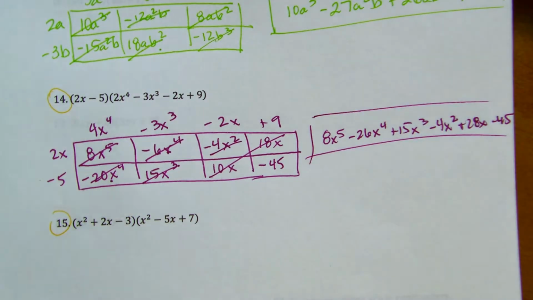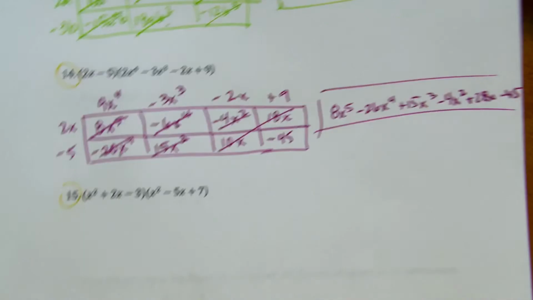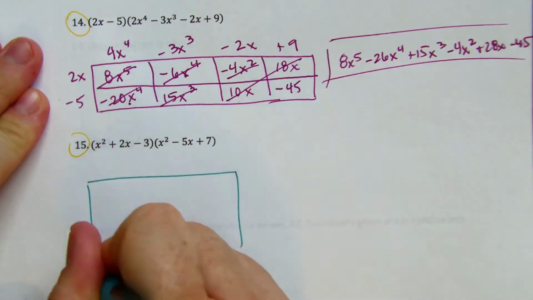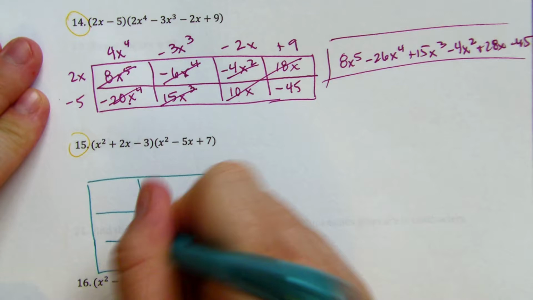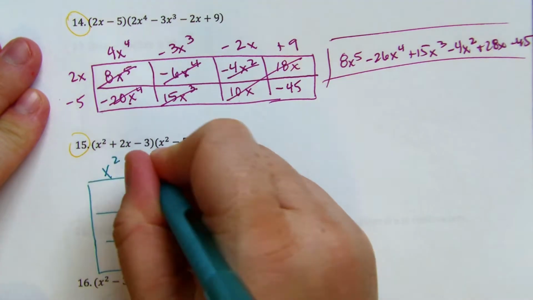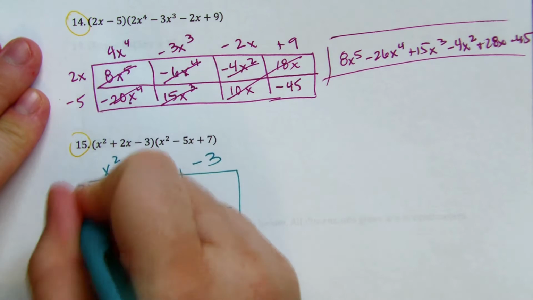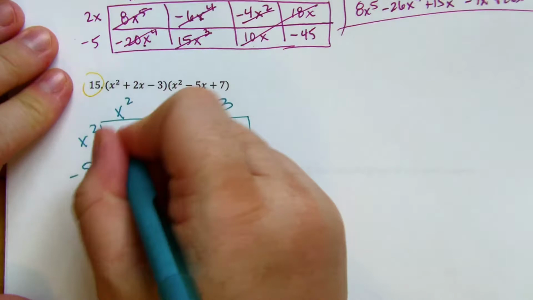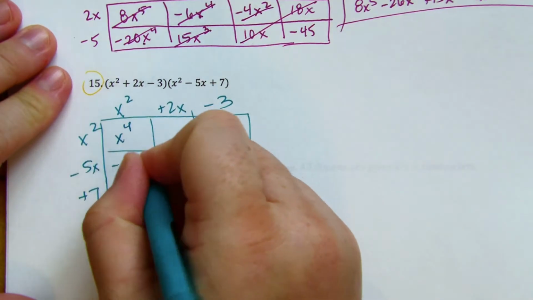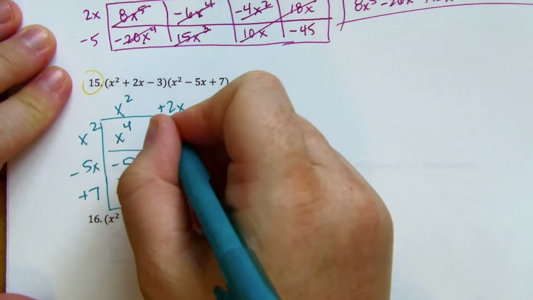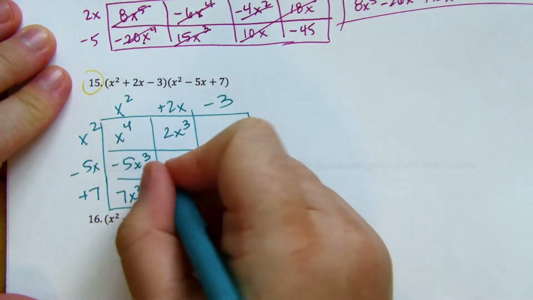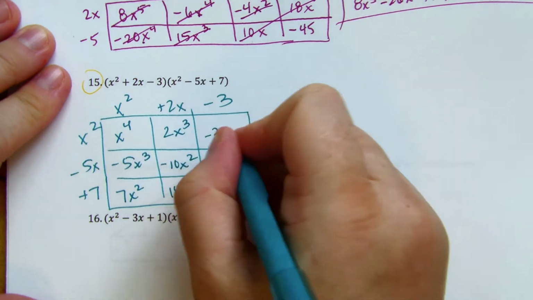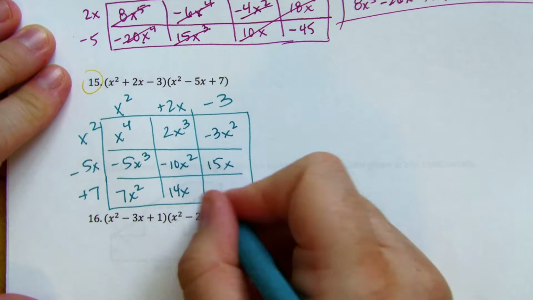Now the next one, we have a 3 by 3 multiplication that we're doing. So I'm going to do a 3 by 3 box. So I have x squared plus 2x minus 3 and x squared minus 5x plus 7. And I have x to the fourth minus 5x cubed and 7x squared and 2x cubed and negative 10x squared and 14x and minus 3x squared, 15x and negative 21.